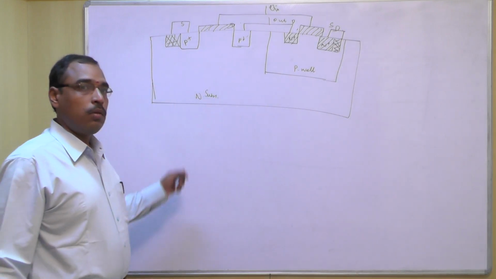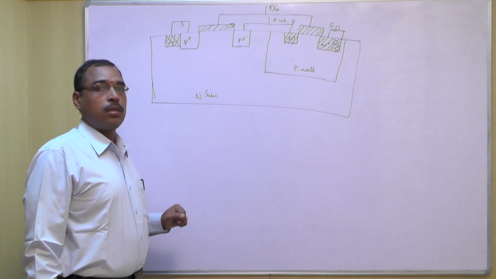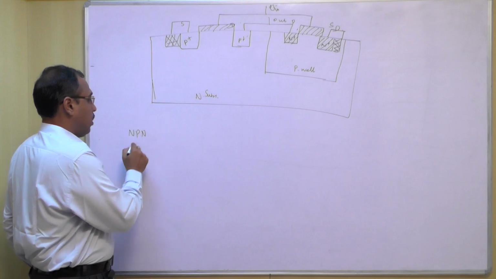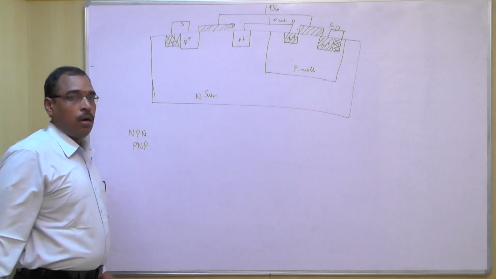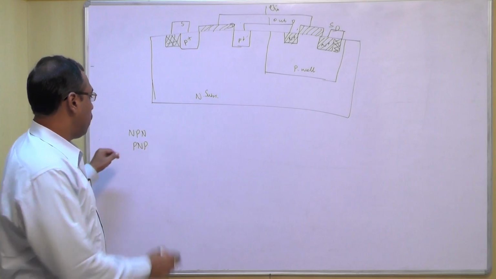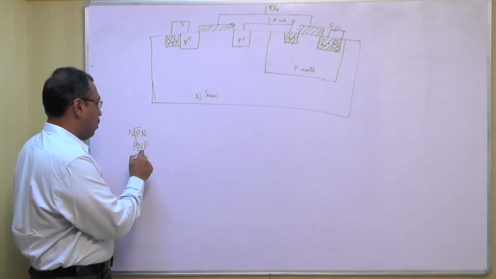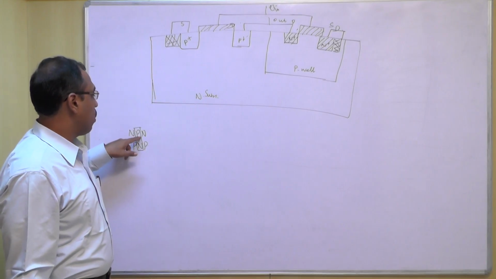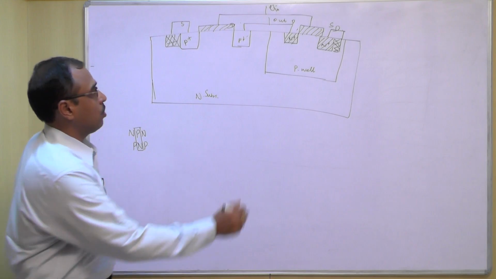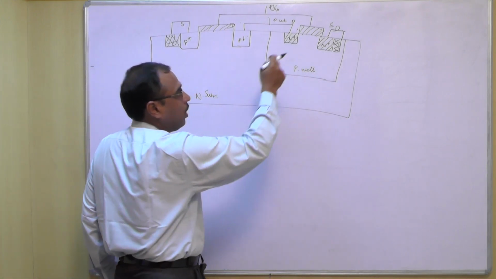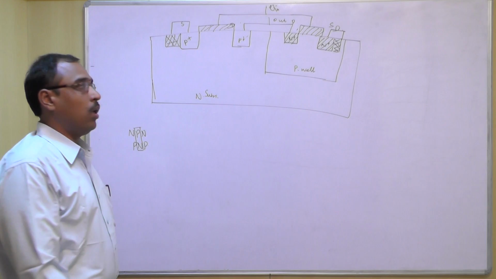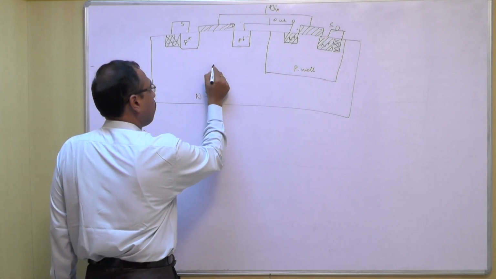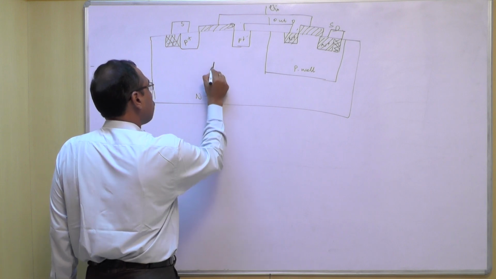Now we will see how the parasitic bipolar transistors are formed. For that we need one NPN transistor and one PNP. In both, the base terminal will always be the substrate. One base requires P, another base requires N. Here in the substrate we have one P-well and one N-well, or N substrate. So this N substrate will act as a PNP transistor.